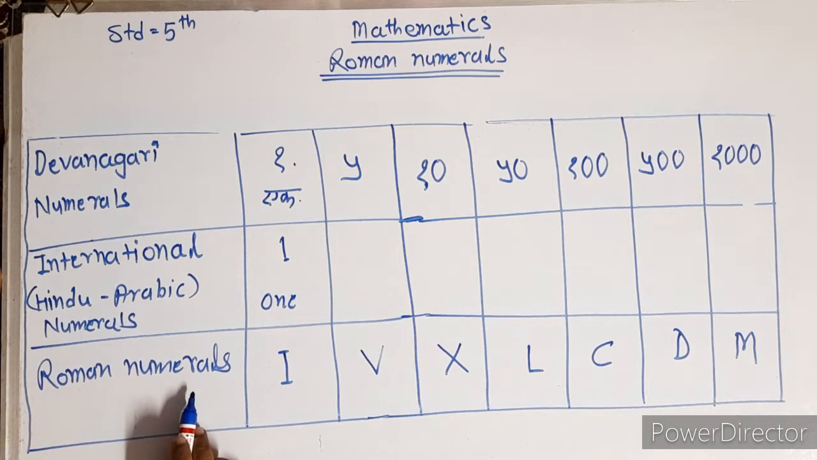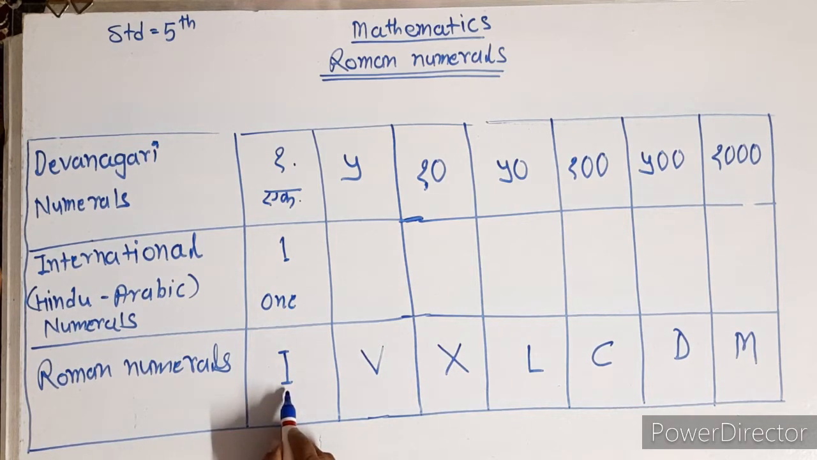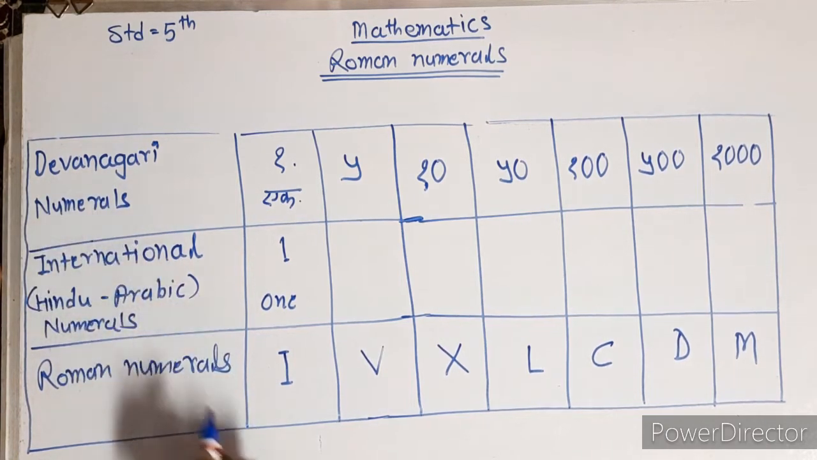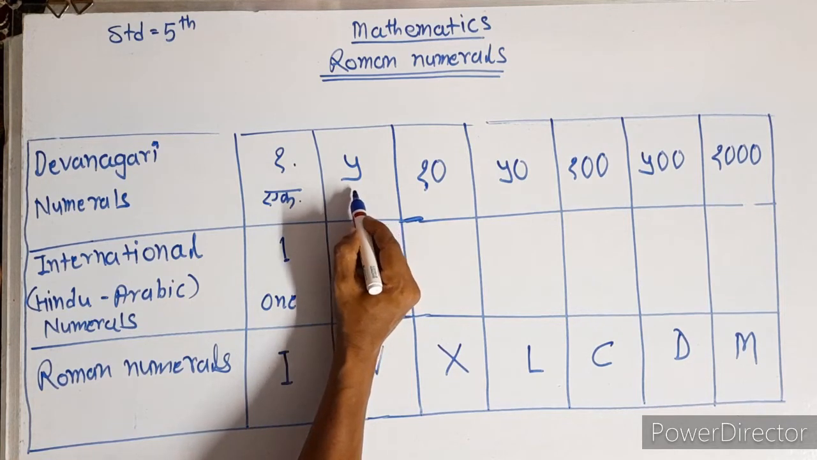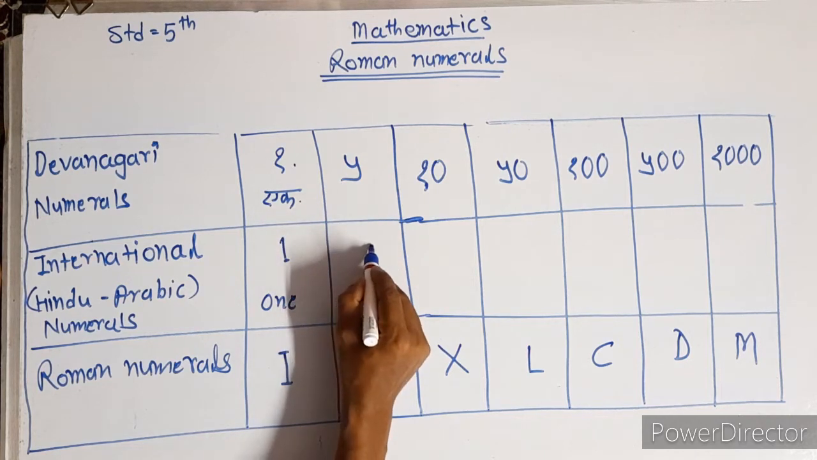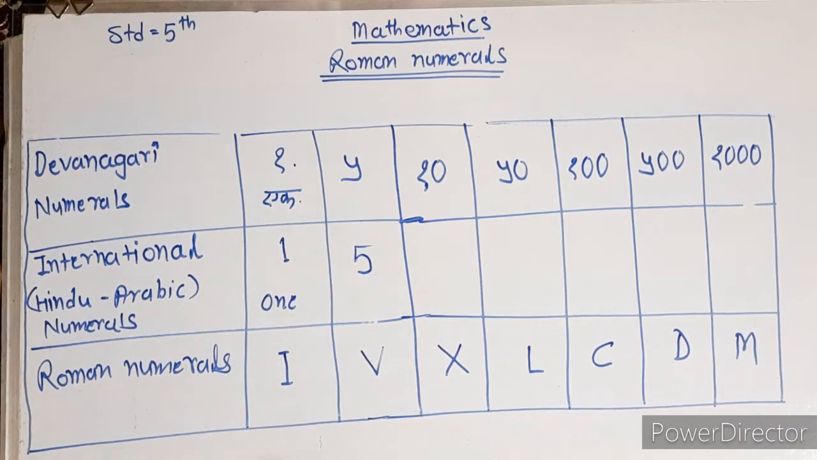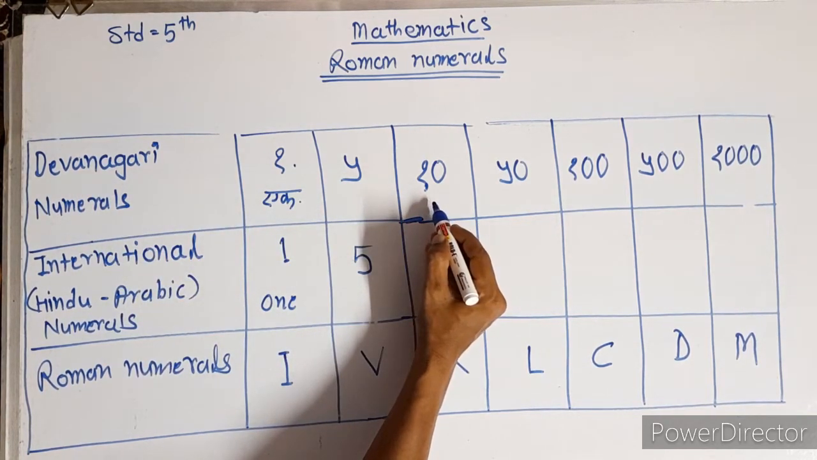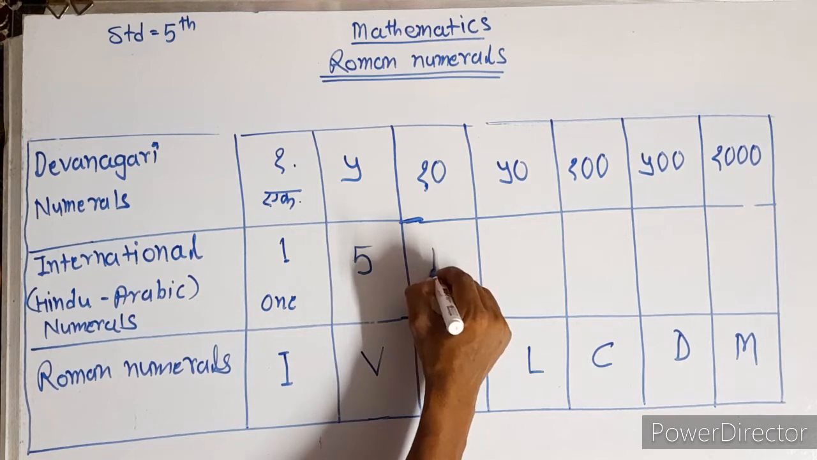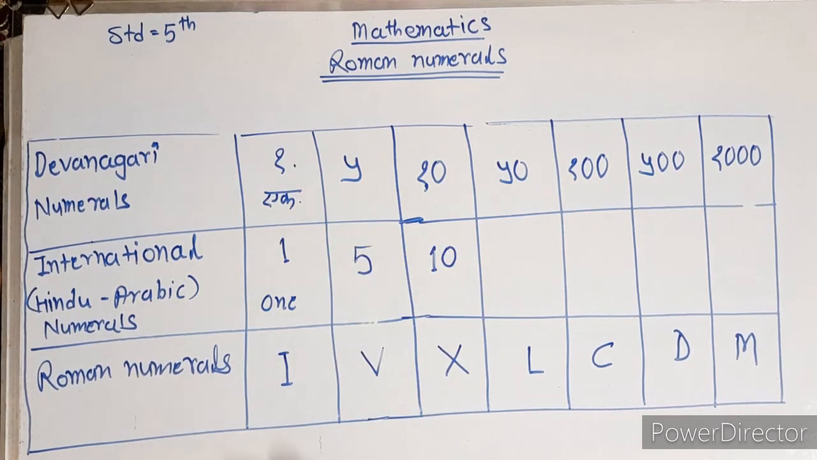The Roman numerals use the one line I. Devanagari numerals 5 write this type. The digit this type. International digit this type. And Roman numerals the letter V. Devanagari 10. International look this type. And Roman number letter X.